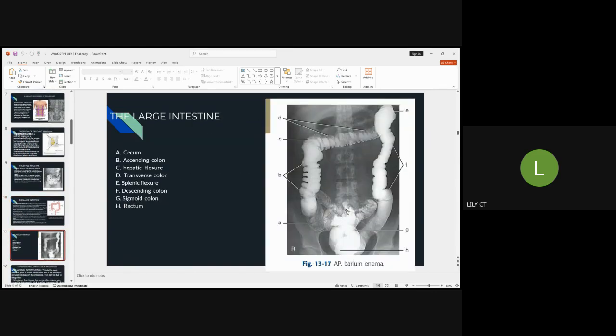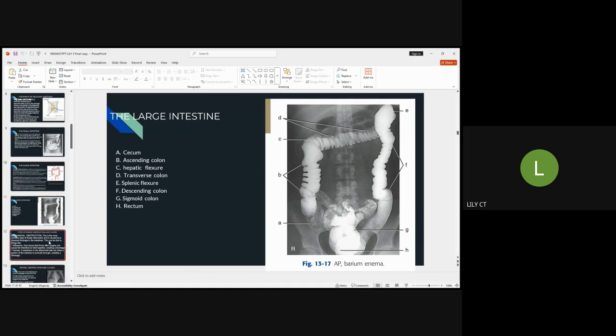So we have an image that shows us the large intestine filled with contrast. This is a barium enema study showing the large intestine. The first part is the cecum, then we have the ascending colon, then C is the hepatic flexure, D is the transverse colon, E is the splenic flexure, F, descending colon, and sigmoid colon and rectum, as labeled there.